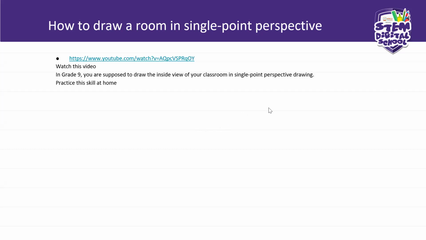Okay, that was a video taken from www.learntodrawlessons.com. Okay. It is showing you how you do your single point perspective drawing. In grade 9, you're supposed to draw the inside of your classroom in single point. Do practice that. You will not be required to do that for a test, but you can be required to do that in your project to show that you have mastered the skills that you are supposed to have in grade 9. Okay.